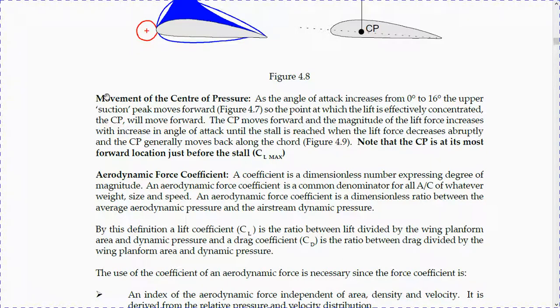Let's note now that the center of pressure is at its most forward location just before the stall. So this is CL max, the maximum coefficient of lift. If you increase the angle of attack even more, past its maximum, it will move backwards.